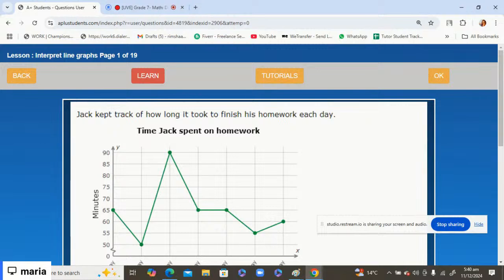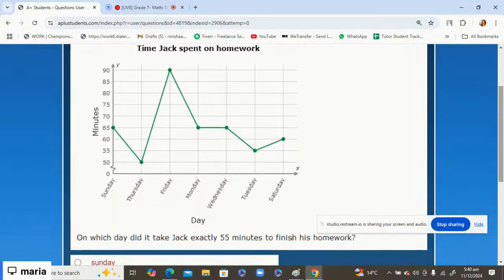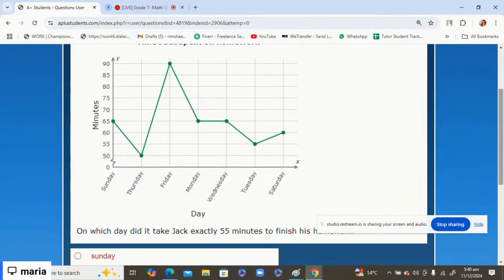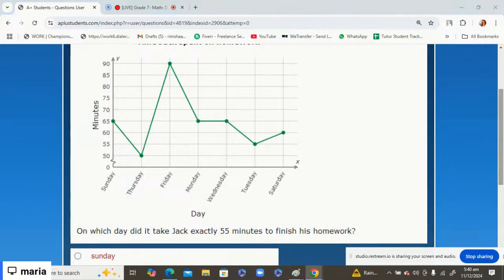Jack kept track of how long it took to finish his homework each day. Okay. Sunday to Saturday, all days are given and minutes are given, 0 to 90. On which day did it take Jack exactly 55 minutes to finish his homework?